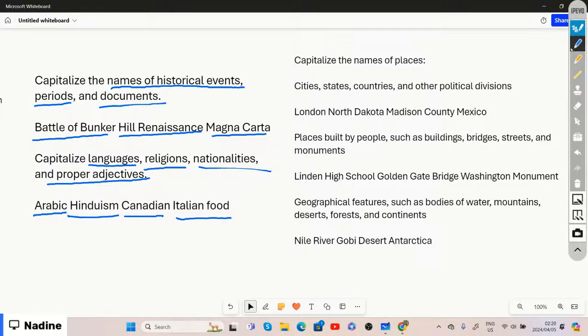Then we have geographical features such as bodies of water and mountains and deserts and forests and continents. All of those need to be capitalized. For example, the Nile River, Gobi Desert, Antarctica, Table Mountain, right? Mount Everest, Mount Kilimanjaro. Those are all words that need to be capitalized.